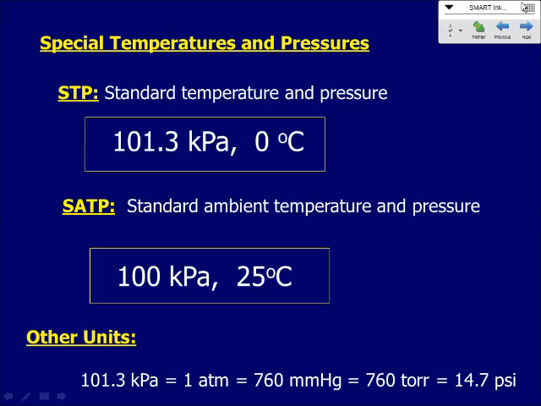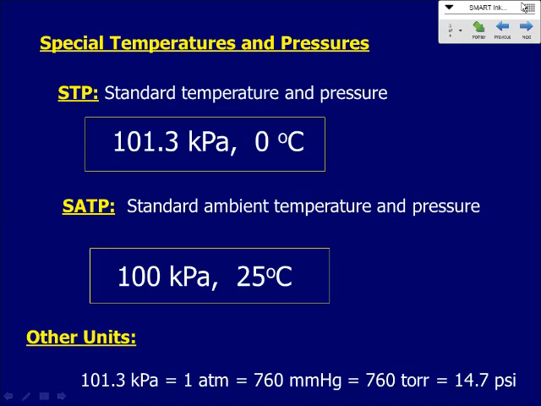101.3 kilopascals. You might think that that's an odd number to choose as a special pressure, but that pressure has been determined to be the average of the atmospheric pressure at sea level, so at a particular altitude, and that's defined at sea level, all over the world. So if we were to take that pressure of the atmosphere above us and measure that at different places in the world and take an average of all of those pressures, we end up with this number of 101.3 kilopascals.